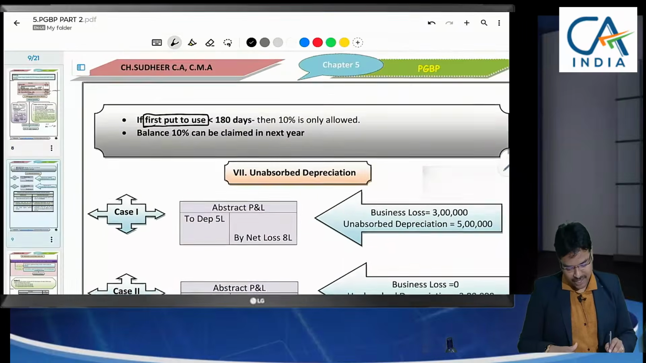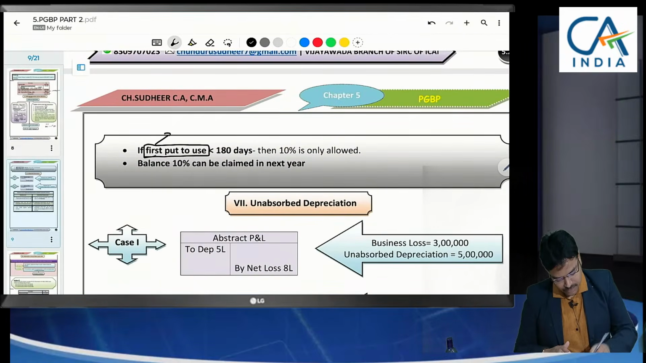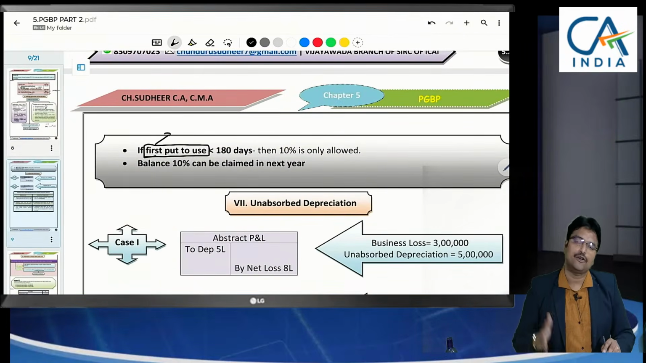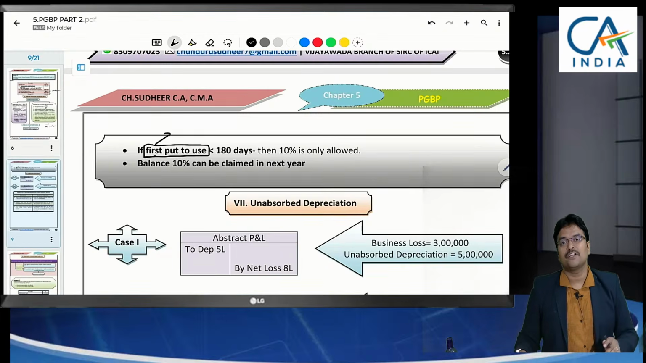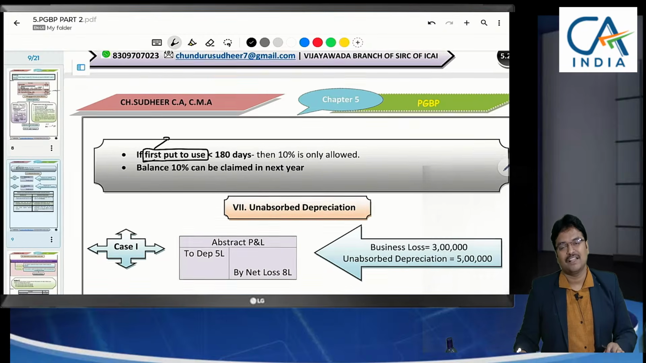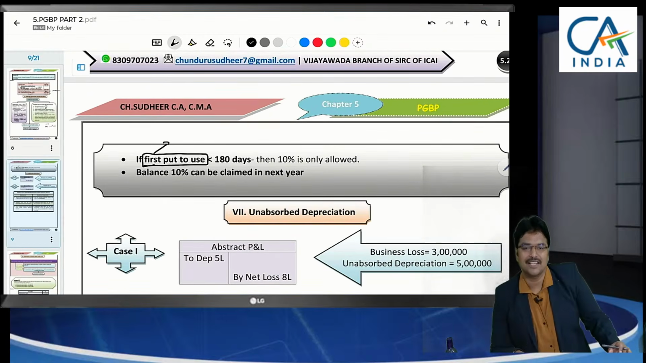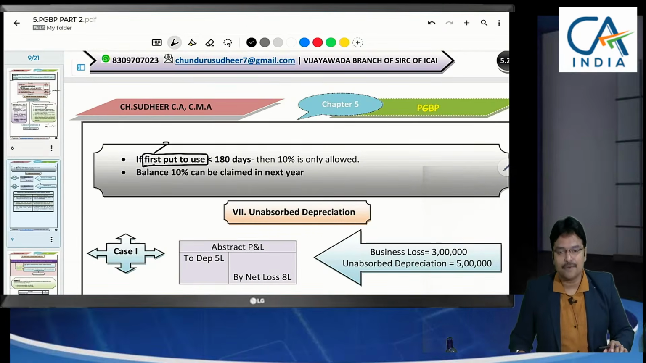Sir, here first in the sense, this has to be a new manufactured product. I don't say no. But why the term first has been used here? You have to first put to use here. In the first year itself, you can claim this additional depreciation. Second year, you can't claim because it was already put to use.